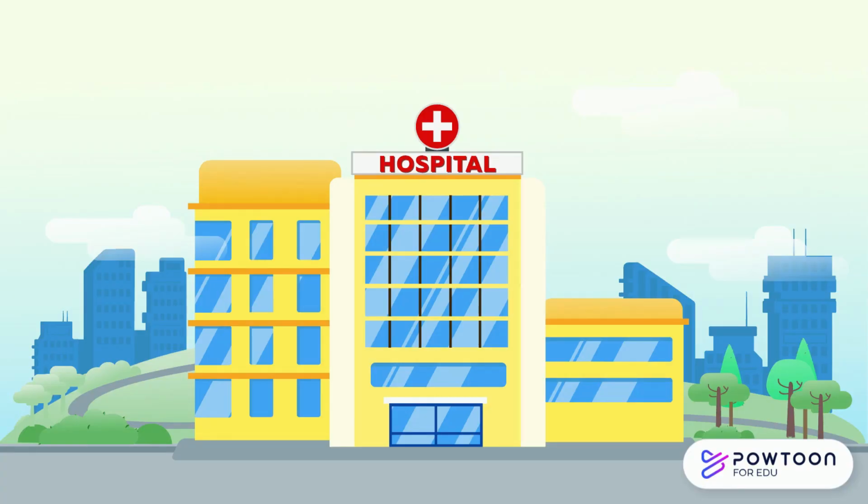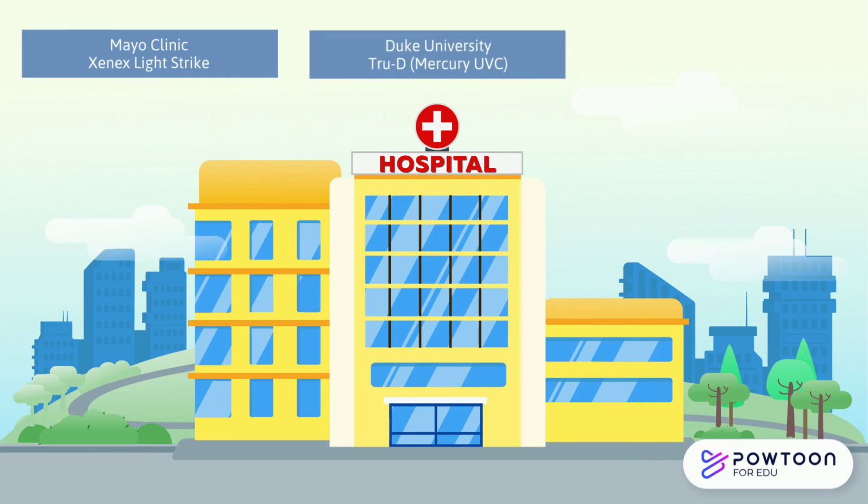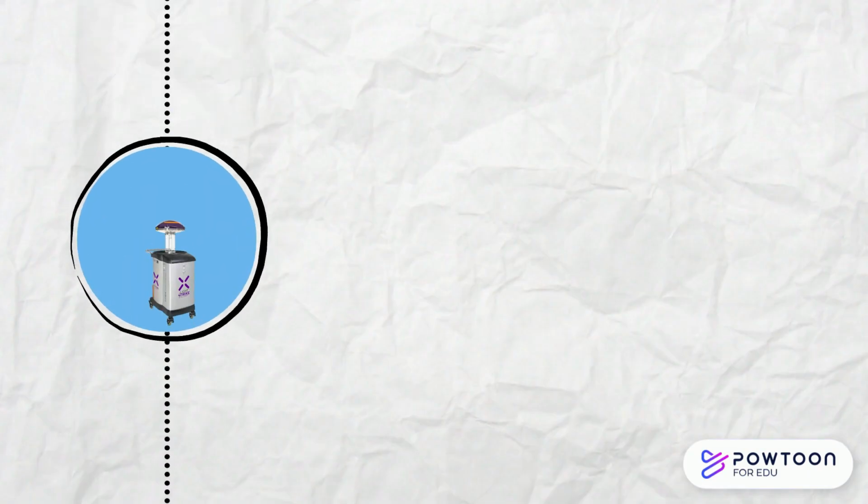Fortunately, we might not have to wait long. State-of-the-art facilities such as the Mayo Clinic with Xenex Light Strike, Duke University with TruD, and Canada's own McGill University with UVD robots have adopted these technologies and are currently evaluating their effectiveness. Therefore, we expect to see more research regarding these technologies as well as best practices for implementation soon.